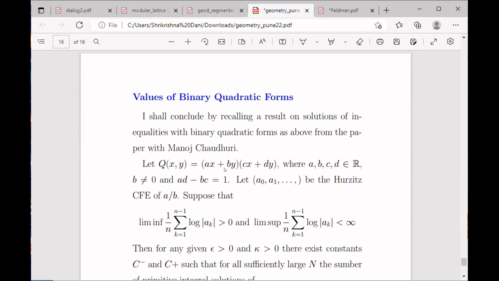And so via that analysis and the correspondence that I mentioned in one of the papers, with Manoj Chaudhary, they proved the following. You take the quadratic form as I explained above, say A, B, C, D, with B not equal to 0. Look at the sequence of the Hurwitz continued fractions of A by B. And look at these two numbers, lim inf and lim sup.